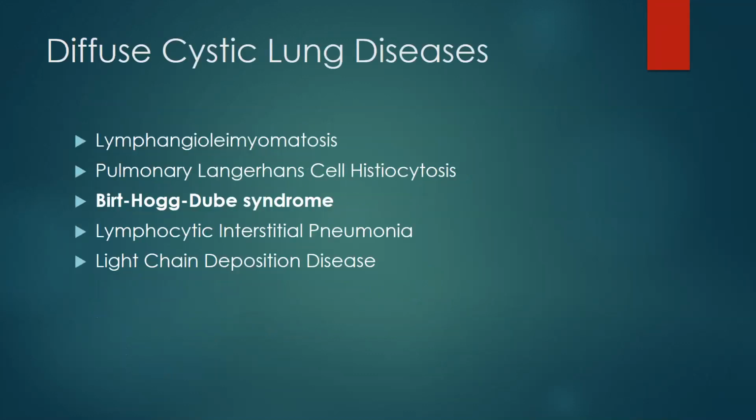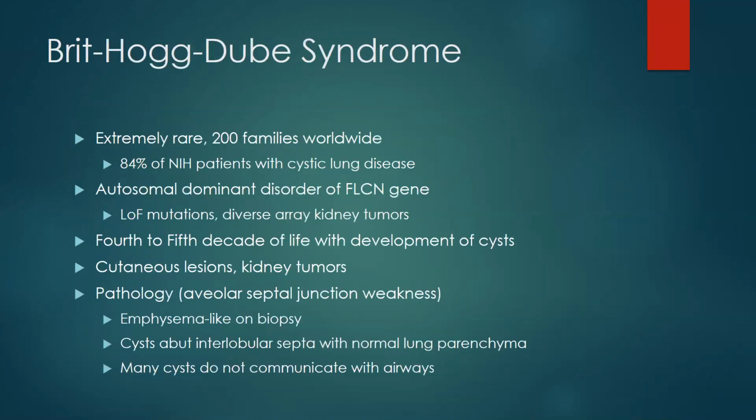Going on, we have Birt-Hogg-Dubé syndrome next. This is an extremely rare disease. It's probably underreported as well. There's about 200 families known worldwide. And the NIH has 89 patients with about 51 families, with 84% of the NIH patients having cystic lung disease. It is of note that about 30% of lung cysts develop pneumothorax, but you don't necessarily need the cystic changes to have a pneumothorax with these patients.